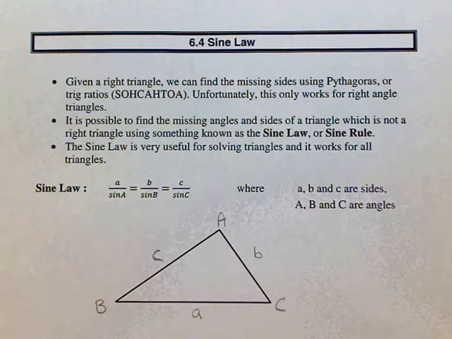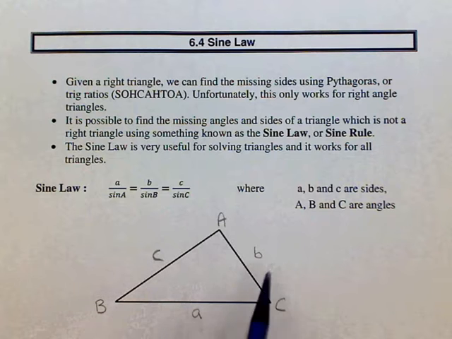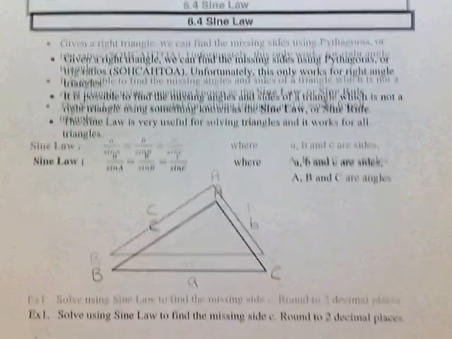So you can tell from our little diagram here that we could solve for any one of our angles or any one of our sides. You'll need to know three pieces of information in order to solve for the fourth. Let's look at an example.